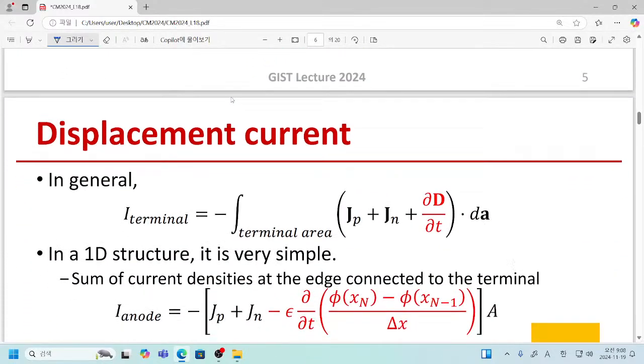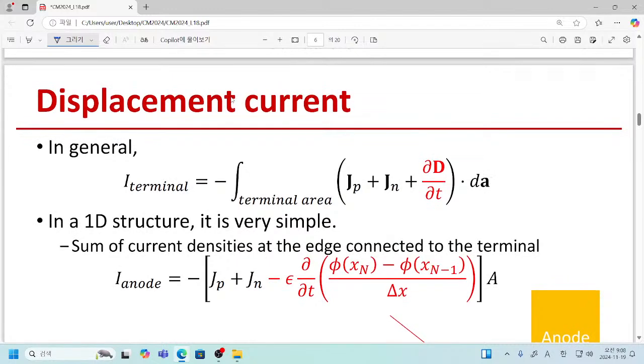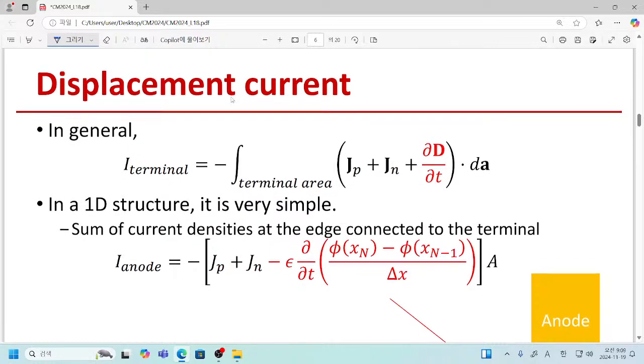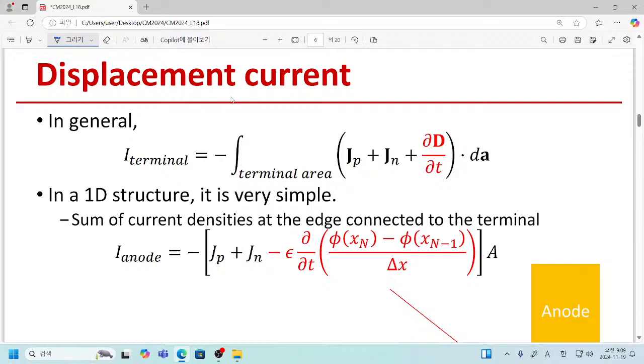Okay, so it is not that difficult to implement our transient simulation, but the real difficulty or real complication comes in this time. So please have a look at this slide more closely. Yes, displacement current is the real matter of implementation.